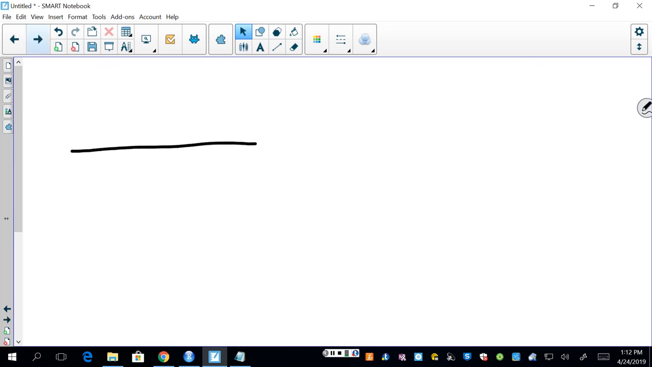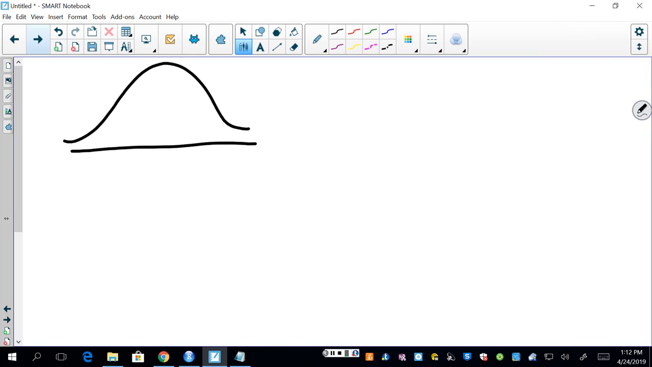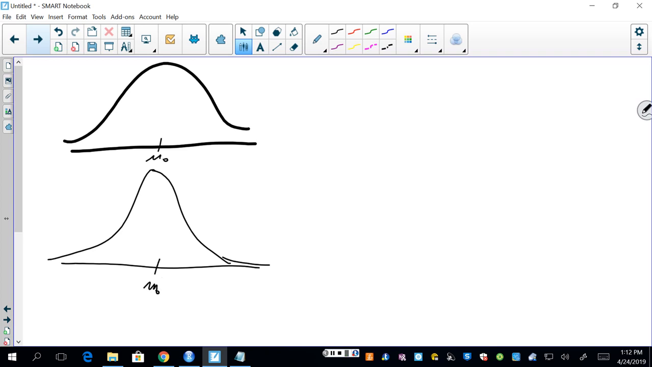So if you had one process here, I'll draw this one right underneath, and this one's more narrow. And say here's mu sub 0 and here's mu sub 0.